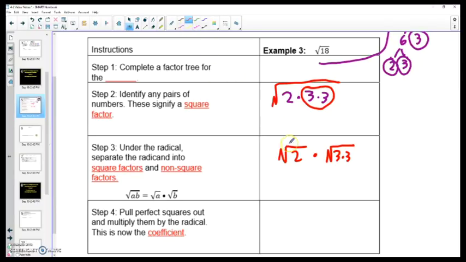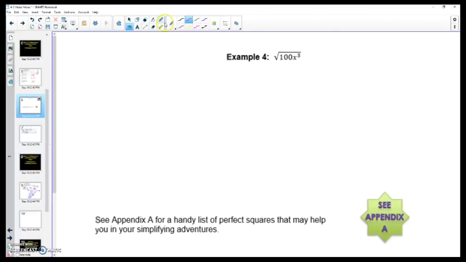Our square root of 2 did not have a pair, so it is going to still be hanging out under the radical. But here, where we have the square root of 3 times 3, we're asking what numbers would we multiply together to get 3 times 3. That, of course, is going to have to be 3. We have it right there written out. So because we're taking the square root of this, we're just going to move the 3 to the outside, because we're saying 3 times itself would give us 3 times 3, which is what we had underneath the radical. So our answer is going to be 3 square roots of 2.